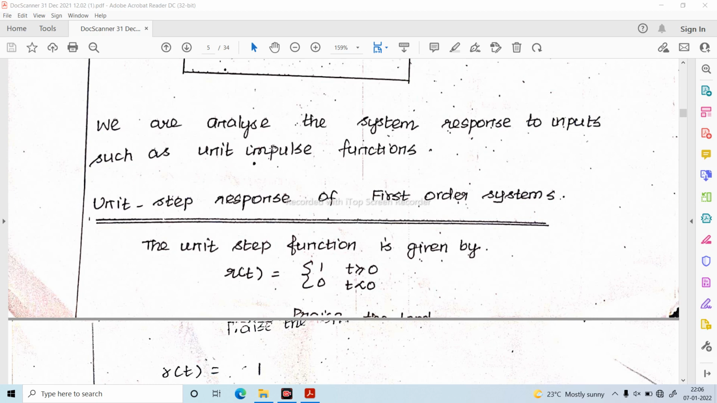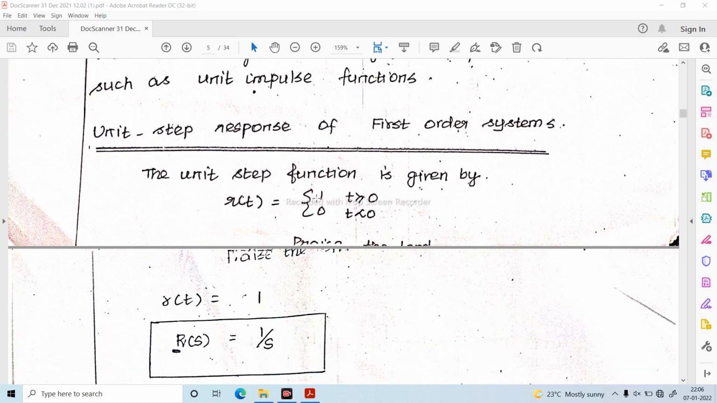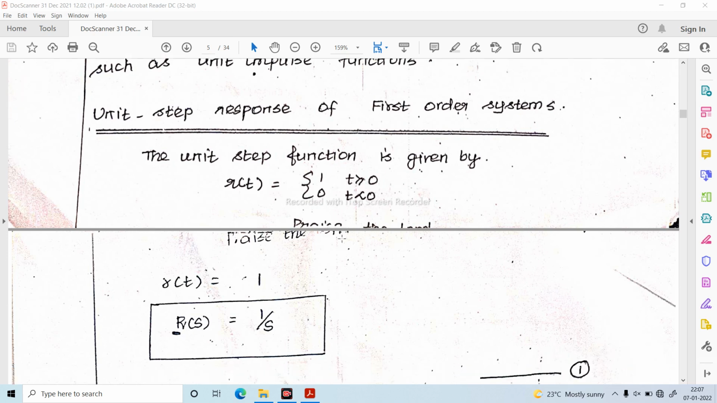We are going to analyze the system response to inputs such as unit step, unit ramp and unit impulse function. First of all, unit step response of the first order system. Already I have explained what is the mathematical representation of the unit step signal. R of t is 1 when t is greater than or equal to 0, 0 when t is less than 0.